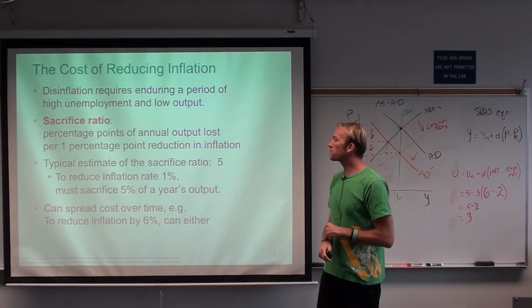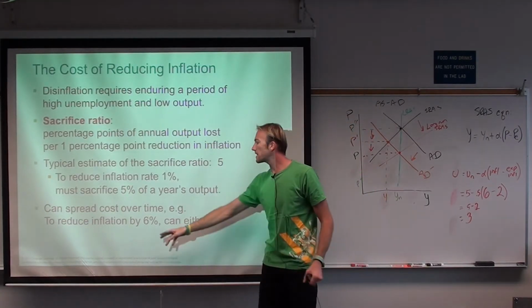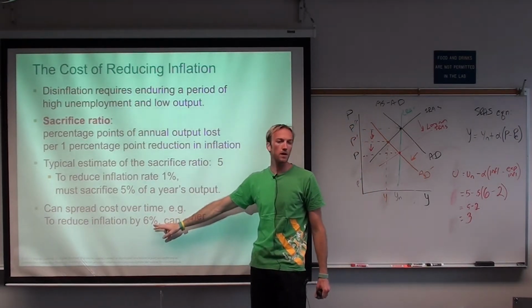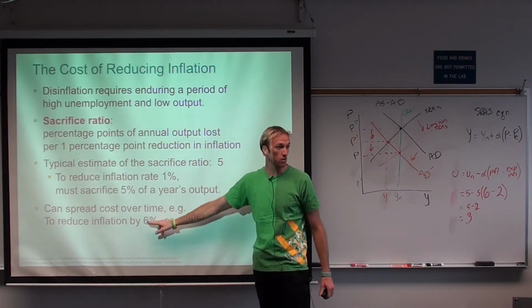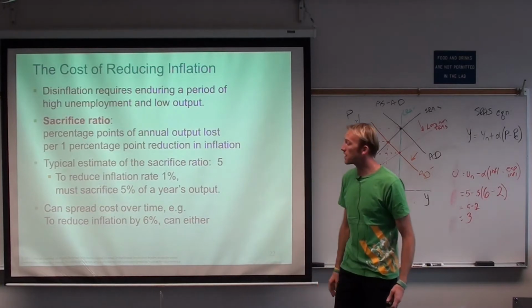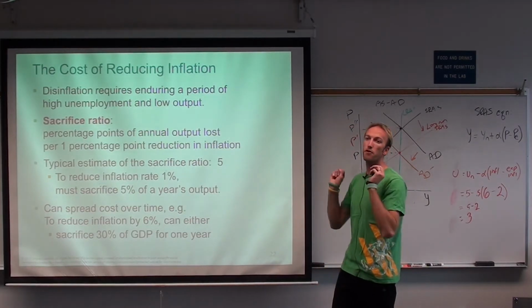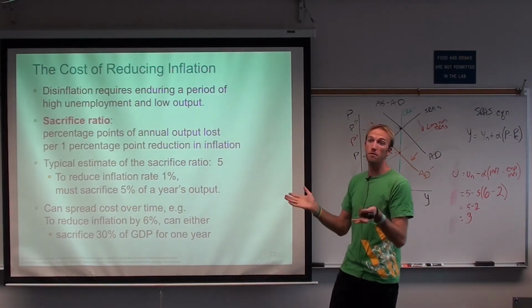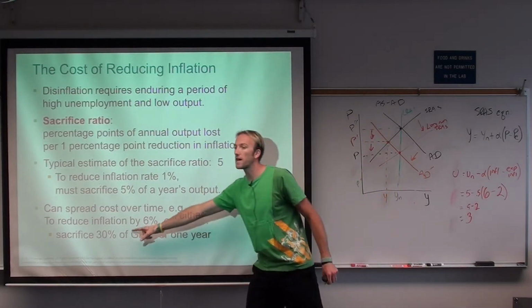Okay? Now you can spread the cost over time. So let's say that in 1981 it was 10% and they needed to bring it down to 4%. So they had to take it down by 6% total, right? They have a couple of plans, right? You could just give up 30% of your GDP in 1 year and be done with it in 1 year. But I mean, who's going to go for that?